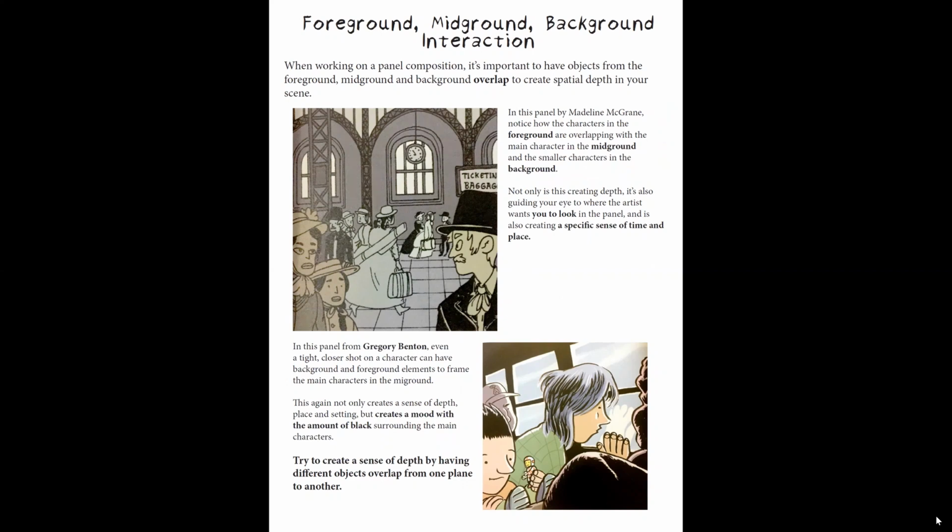So it's really important to overlap objects when you are creating your scenes, especially if you're trying to create a sense of place. And this is one by Madeline McGrain. You notice these characters in the foreground here, and they're framing all of the action that's in the midground and the background. So foreground right here, and then we go into midground with these characters, and then you have the background, right? But all of these objects are overlapping each other.